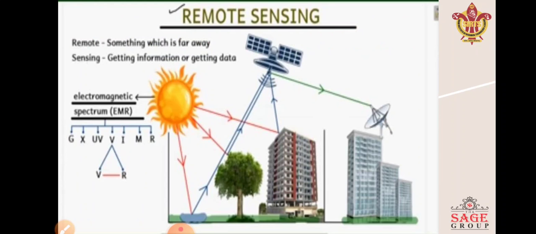What is remote sensing? Remote sensing is made up of two words. First one is remote and second word is sensing. Now remote means something which is far away, and sensing means getting information or getting data. Now, remote sensing is getting or collecting information from far away, or without being in contact with the object. It is known as remote sensing.